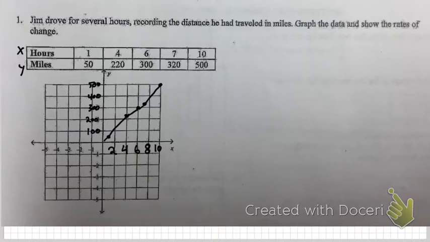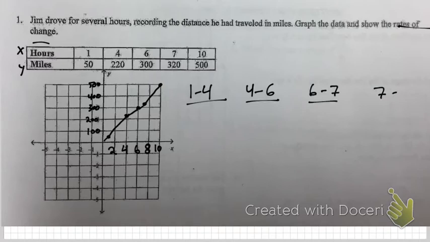The next part it asks for is show the rates of change. So why is it asking for multiple rates of change? Because there's no single slope. Yeah, it's not linear, right? So there's different rates of change depending on the intervals. This is not a requirement, but I would suggest getting organized. So I have an interval from 1 to 4 hours, from 4 to 6 hours, from 6 to 7 hours, and from 7 to 10 hours. So there's different rates of change at each one of these intervals.